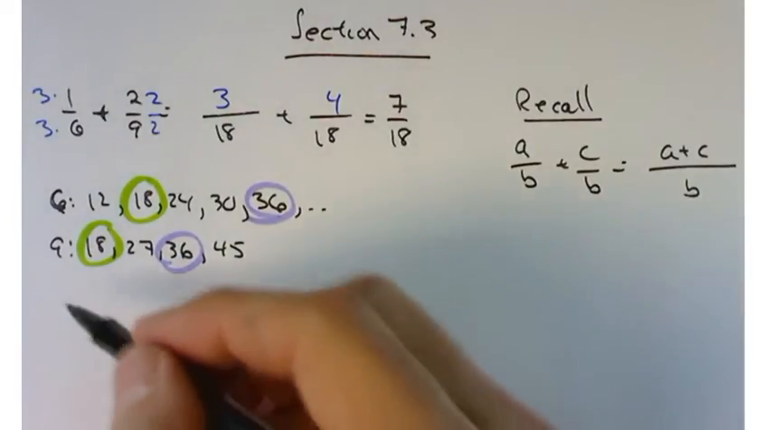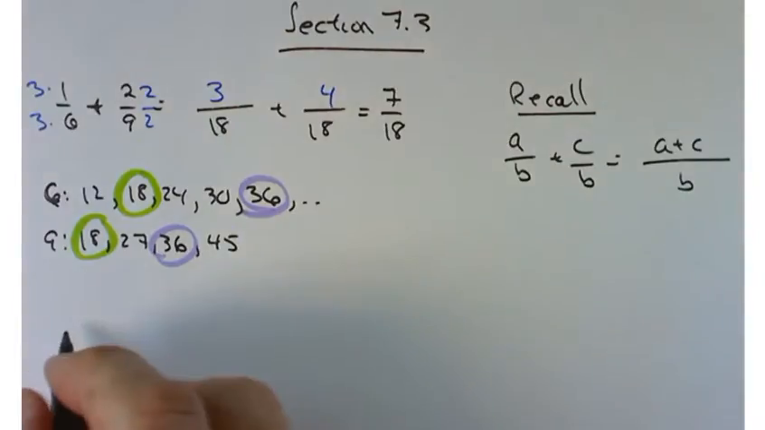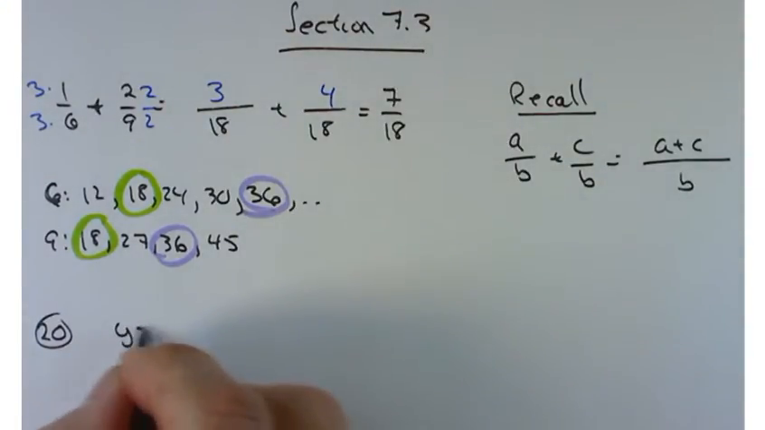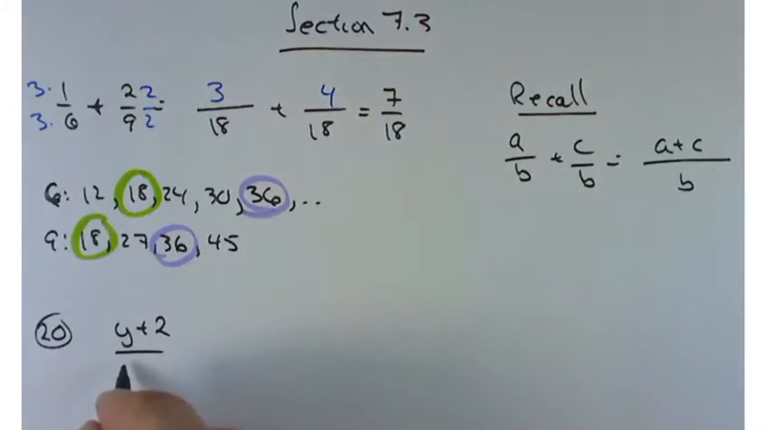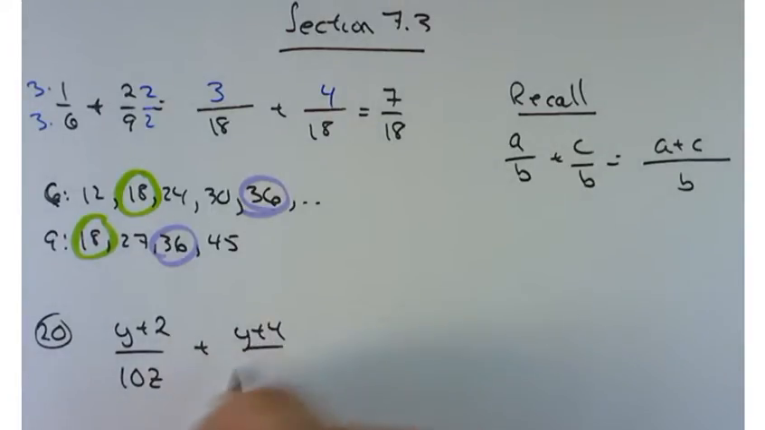We're actually going to start out a little bit simpler than that. We're going to work with things that already have a common denominator, and then we're going to kind of build up from there. So problem number 20 is our first one. y plus 2 over 10z plus y plus 4 over 10z.